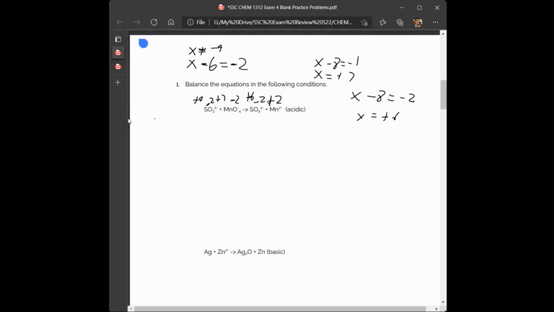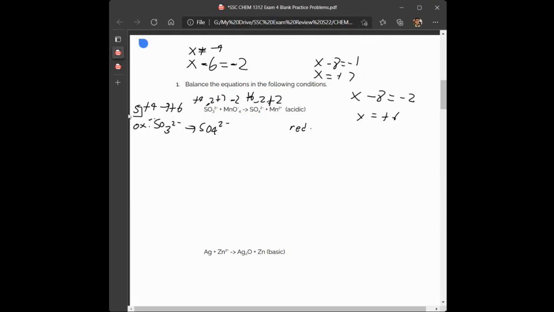Next we have to identify what's oxidation and what's reduction. If you remember, oxidation is when you gain more positive charge, and I see that the S goes from +4 to +6. So we can say that our oxidation reaction in this case is SO3 2-, which becomes oxidized when it turns to SO4 2-.